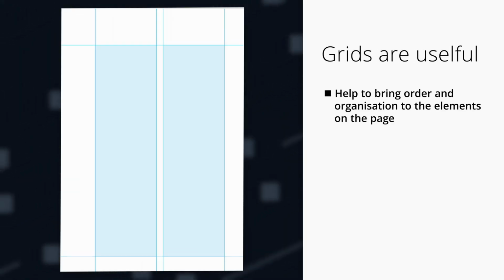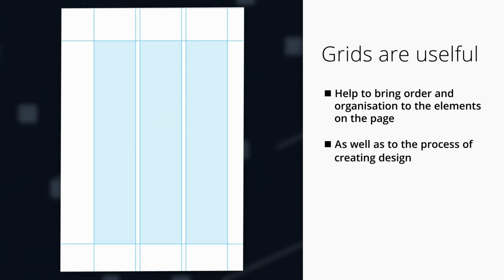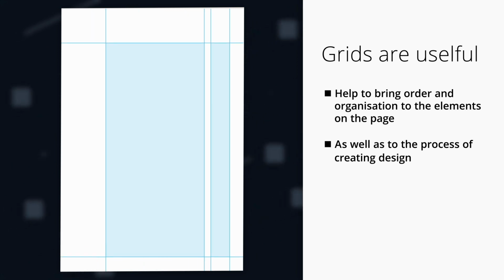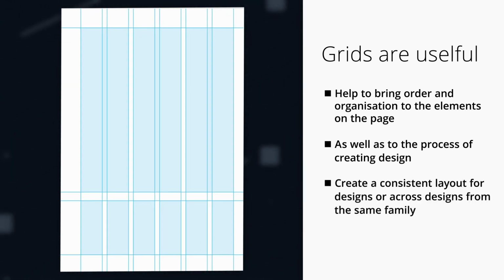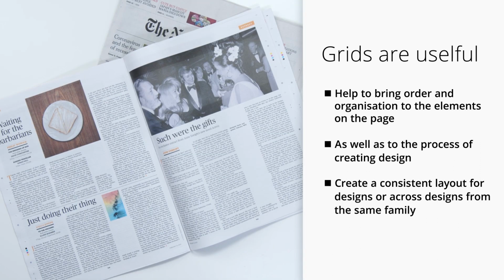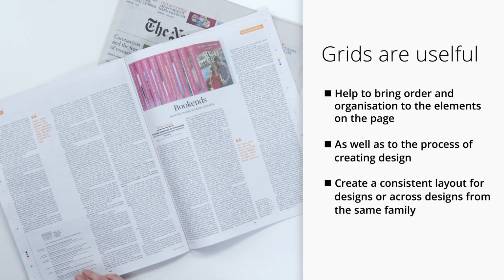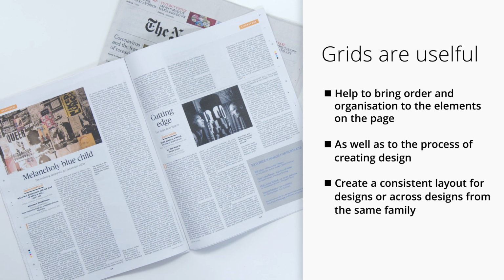Grids are a useful tool for graphic designers as they help to bring order and organization to elements on the page as well as to the process of creating design. By using a grid, designers can create a consistent layout for their designs as well as across multiple designs from the same family. Think of how a magazine, a newspaper, or a website uses similar grids across different articles or pages in order to achieve a consistent look and visual identity.